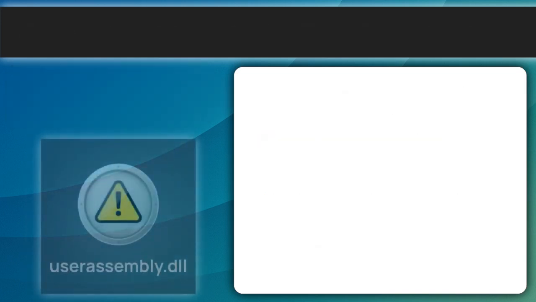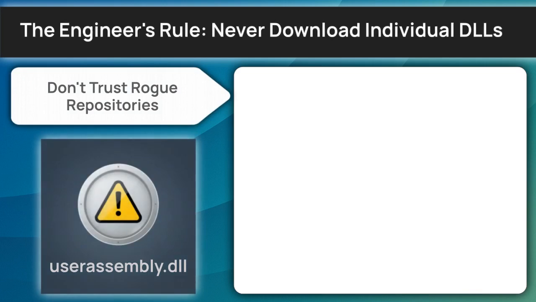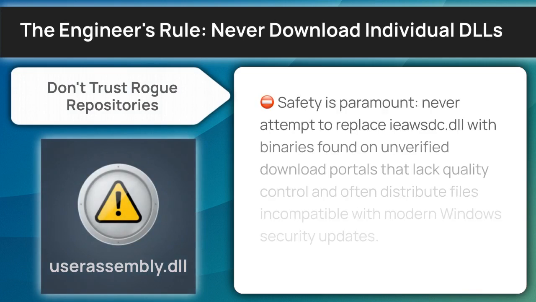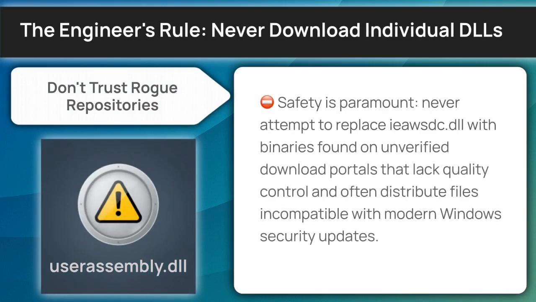To avoid future system conflicts, there is one specific security trap we should discuss. Don't risk your computer's health by downloading Userassembly.dll from random internet sources, which often harbor hidden tracking scripts and ransomware.